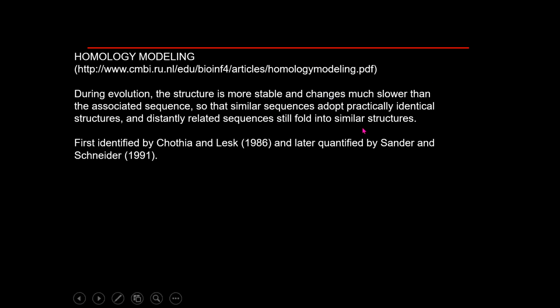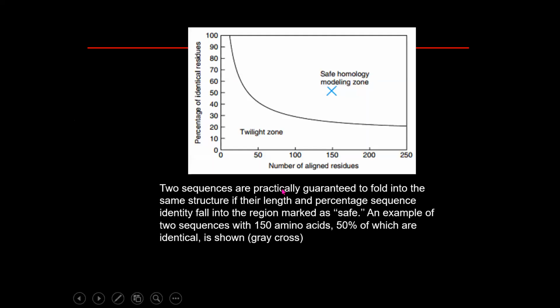So they still fold into similar structures. It's not that sequence identity has to be 100%. Even 40%, such a low sequence identity, will still form the same 3D structure. Okay, this is a very important graph, actually.